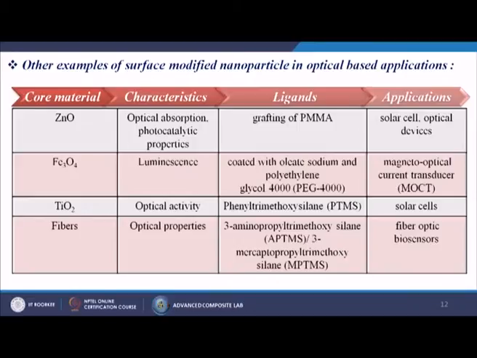Next, other examples of surface modified nanoparticles in optical based applications are zinc oxide, ferric oxide, titanium dioxide, and certain kinds of fibers, which may be natural fibers or polymer based fibers. Here we are using those materials for optical absorption, photocatalytic properties, luminescence, optical activity, and optical properties.